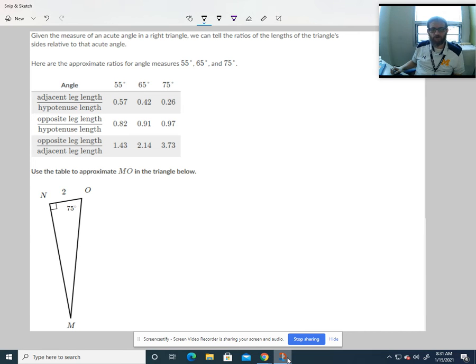This is that first homework assignment. I think it's ratios in trigonometry, or ratios in right triangles. I can't remember exactly what it said. But here we establish the idea that they want to know how long MO is.